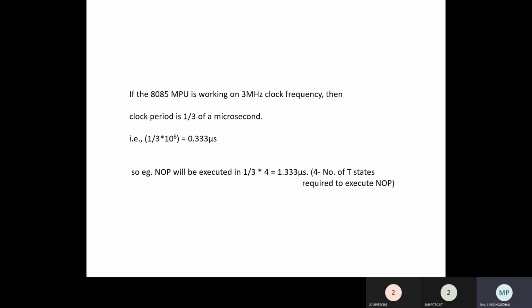So 0.333 microseconds into 4, I'll be getting 1.33 microseconds. So this is the time required to execute this instruction. To execute the NOP instruction I require 1.33 microseconds. This is basic, I have told you. There is a problem based on this, shall we see?